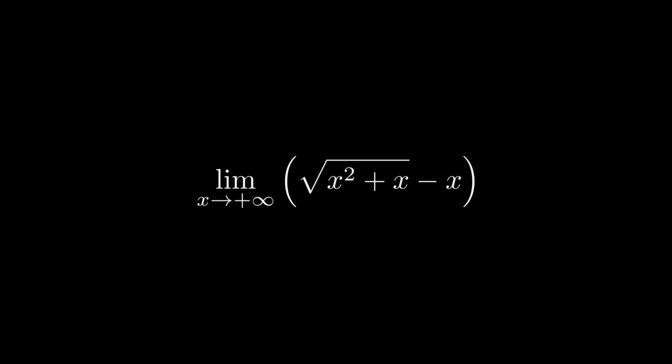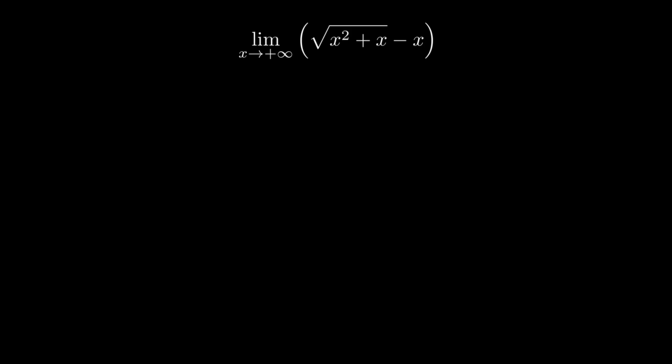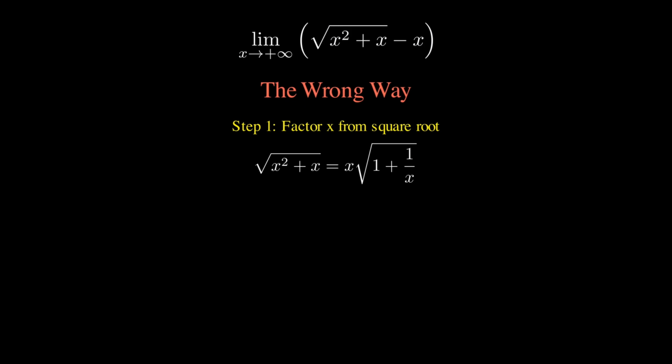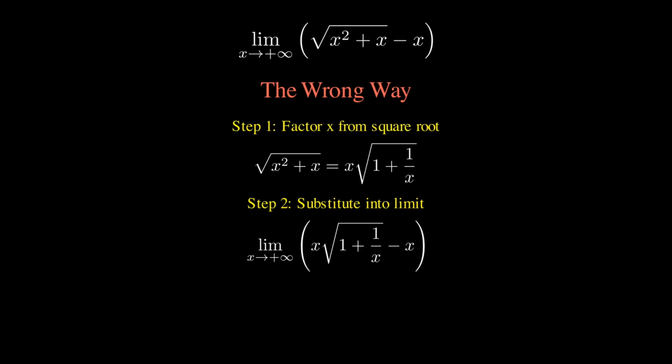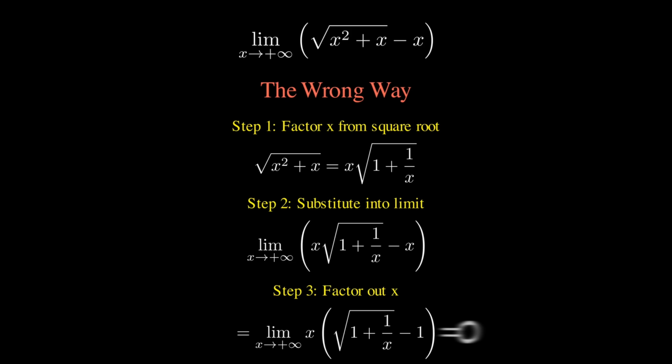correct approach. Many students, when they first see this problem, try to approach it by simply pulling x out of the square root. They might write the square root of x squared plus x equals x times the square root of 1 plus 1 over x. Then they substitute this back into the limit, getting x times the square root of 1 plus 1 over x minus x. As x approaches infinity, they reason that 1 over x approaches 0, so the square root of 1 plus 0 is just 1. Therefore, they conclude the limit is x times 1 minus x, which equals 0.